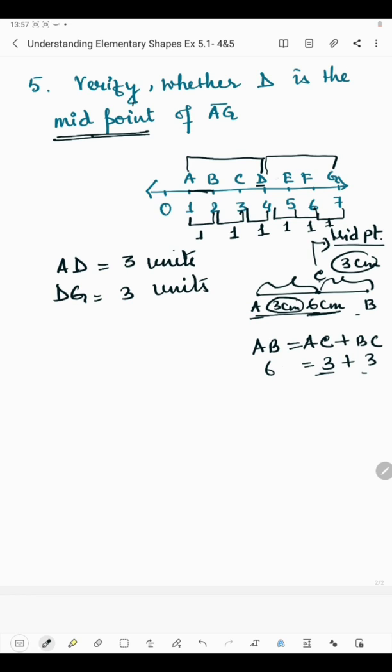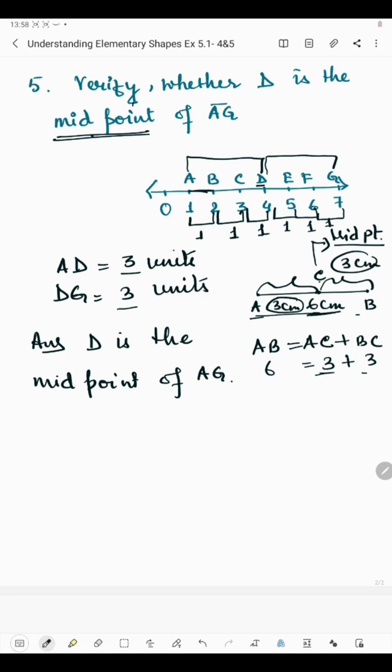So that means point D divides the line into 2 equal halves, right? So we will write: D is the midpoint of AG. Okay, so this was question number 5. Thank you, students.